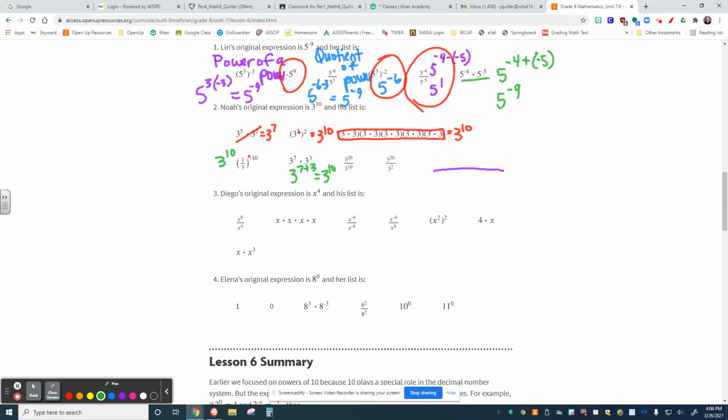That one's good. 3 to the 20th divided by 3 to the 10th is 3 to the 20th minus 10, which makes 3 to the 10th. And then we see another quotient of powers, 3 to the 20th minus the 2nd power. Because quotient of powers says same base, subtract the exponents. That's 3 to the 18th power. And that means that that one is false because it's not 3 to the 10th.